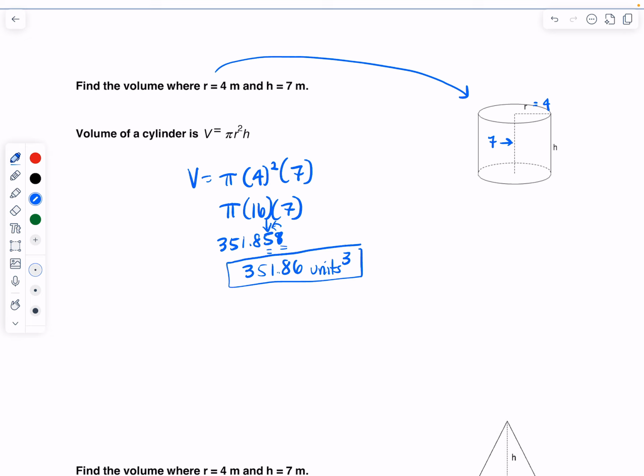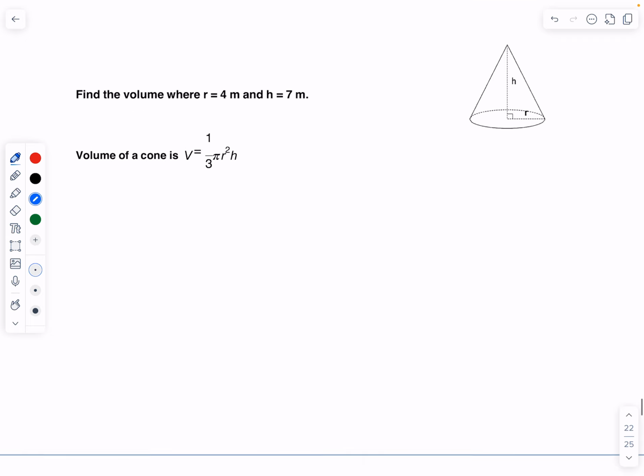Okay, so the volume of a cylinder is pi r squared h. All right, now we have the volume of a cone. So the formula is 1/3 pi r squared h. So we need to know the radius and we need to know the height. So it says find the volume where r equals 4 and where the height equals 7. So again, we're going to plug and play. So 1/3 times pi. The radius is 4. I'm going to square that, and I'm going to take it times the height, which is 7. Okay, so I get 1/3 times pi times 16 times 7.